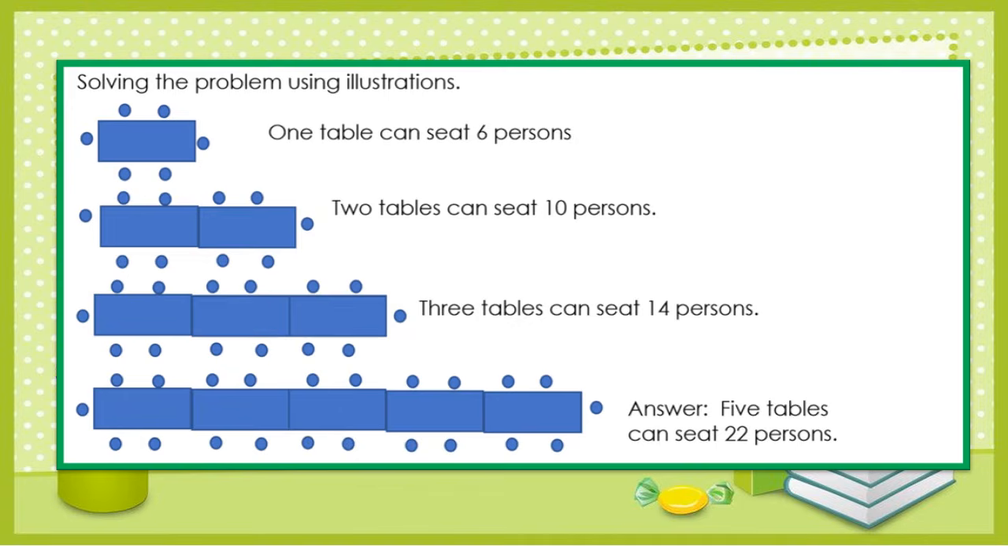In solving this problem, we can use illustrations. One table can seat 6 persons. If we add another table, it can seat 10 persons. If we add another table, it can seat 14 persons. Then if we add another table, it can seat 22 persons.